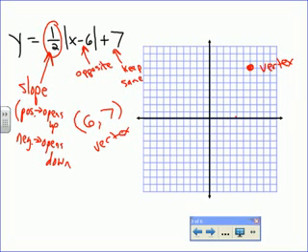So this is a positive 1/2. So we just go up 1 over 2, up 1 over 2, up 1 over 2. Same way, up 1 over 2. Here's our absolute value graph.